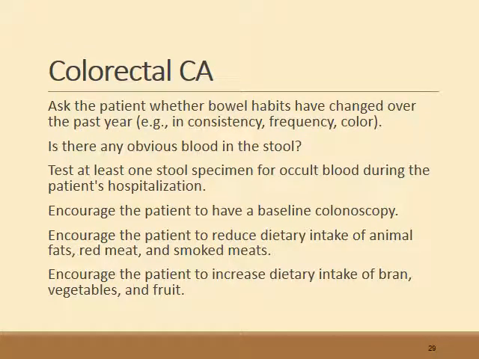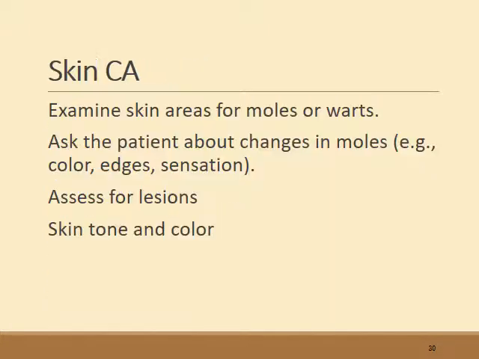Colorectal cancer. Has the patient's bowel habits changed over the past year? Are they different in consistency, frequency, or color? Is there any obvious blood in the stool? We would take at least one stool specimen for occult blood during the patient's hospitalization. And we encourage patients to have baseline colonoscopies if they have any of these just mentioned symptoms. Encourage the patient to reduce dietary intake of animal fats, the red meat and smoked meats. Do a history on that. Take a history of what they eat, and encourage them to increase the bran, vegetables, and fruit.